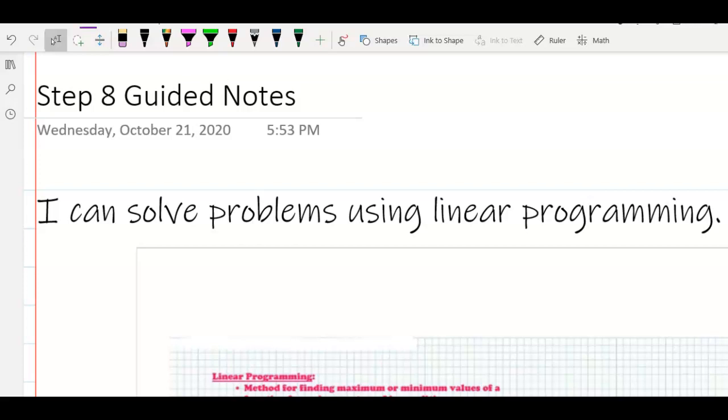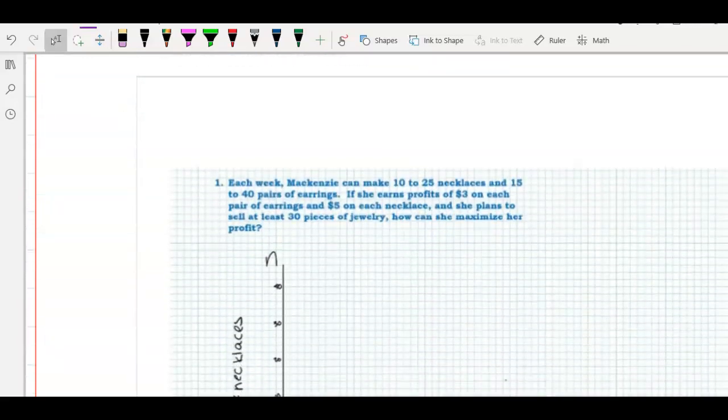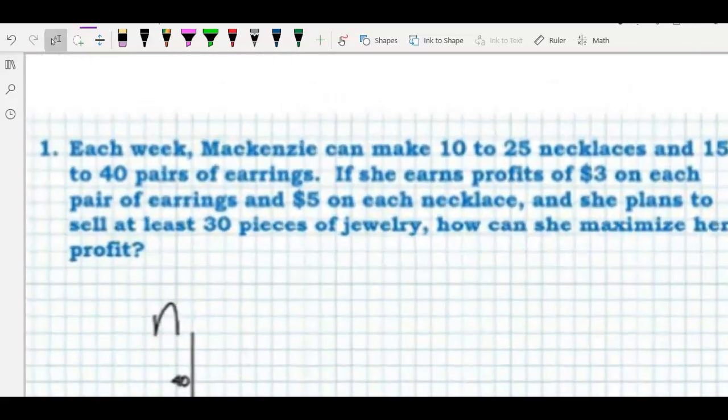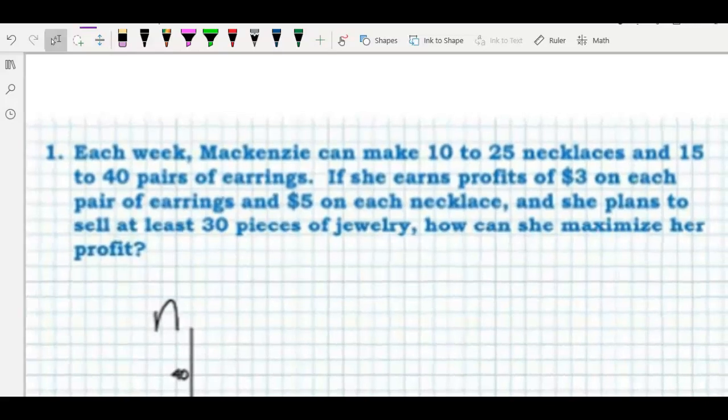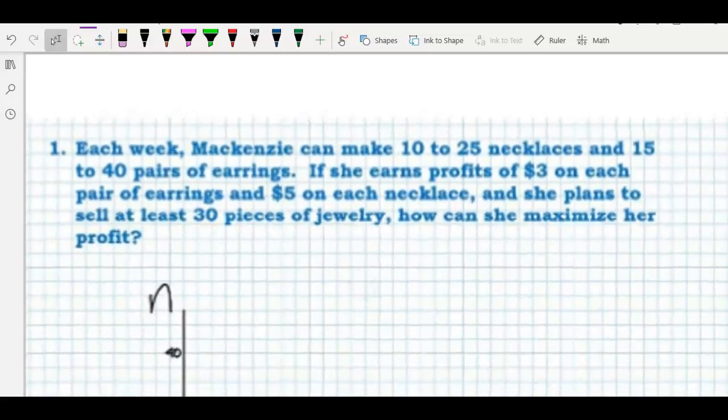Today we're going to learn how to solve problems using linear programming. Well, you might be wondering what exactly is linear programming, and I thought it might be nice to jump down in our notes to an example problem so you can get an idea of why we're going to use this new method to solve this problem.